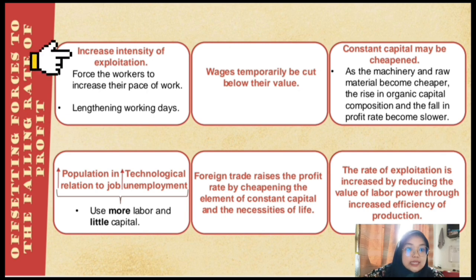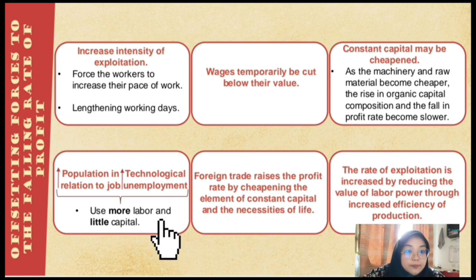First, the intensity of exploitation can be raised by forcing the workers to increase their pace of work or by lengthening their working day. Second, wages may temporarily be cut below their value. Third, the constant capital may be cheapened. The ratio of constant capital to labor is a value relationship, and as machinery and raw materials become cheaper, the rise in the organic composition of capital and the fall in the rate of profit both become slower.